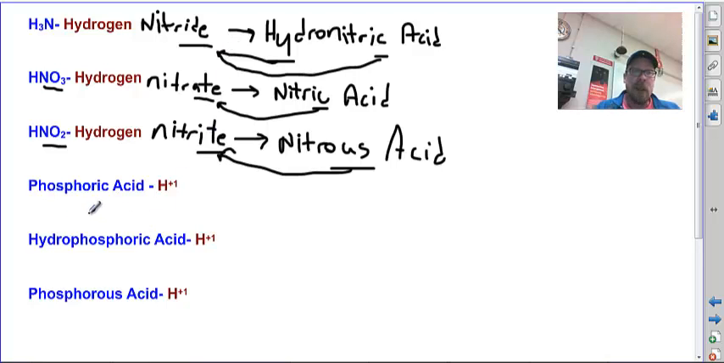Now, here when I'm going to the formula, I look, it's only ic, it's not a hydro-ic, so it's an ATE ending. I'm doing this backwards. So I go look for something close to phosphorate or phosphate, and if I look at my polyatomic chart, I have a phosphate that's at -3, that's PO4. So then the formula becomes, doing my charge flip-flop, H3PO4. I'm just using the rules backwards, but this is what helps me figure it out.